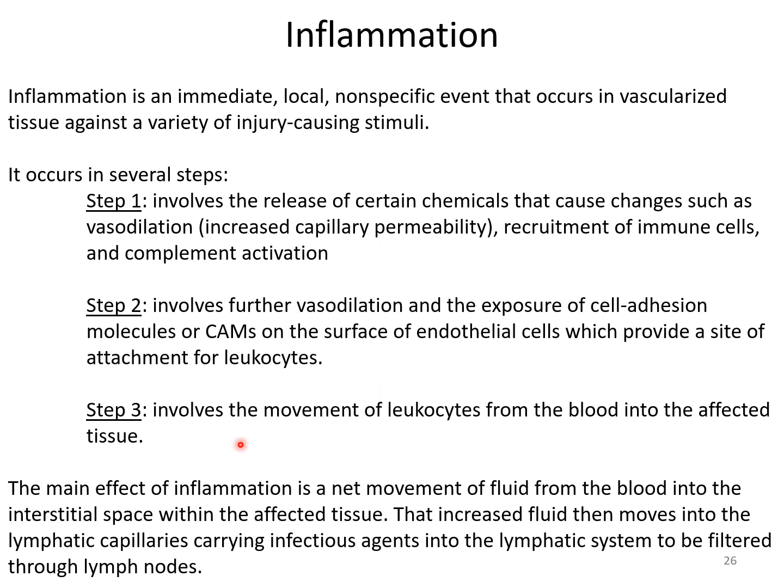Okay, and so that was step 3, actually, the movement of those leukocytes out of the blood and into the affected tissue. Okay, so the main effect of inflammation is this net movement of fluid from the blood into the interstitial space within that affected tissue. That increased fluid then goes into the lymphatic capillaries, and any of that infectious agent that was in that tissue can get pushed into the lymphatic capillaries with the fluid, and now it's officially in the lymphatic system, so it can be filtered throughout the lymph nodes.